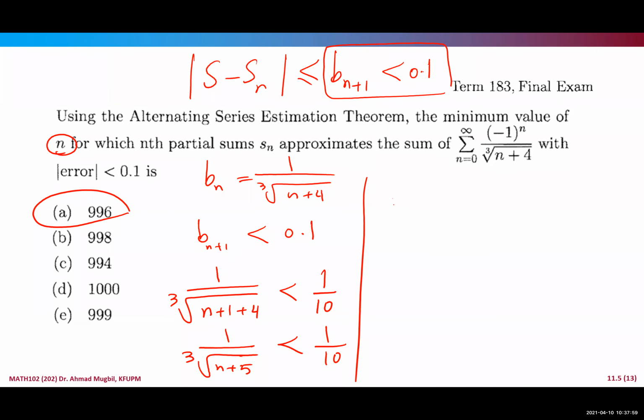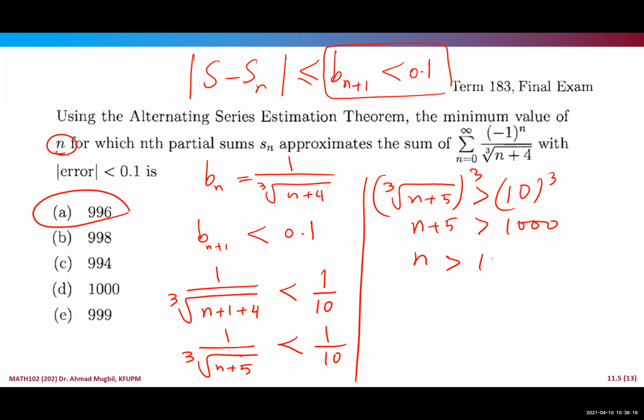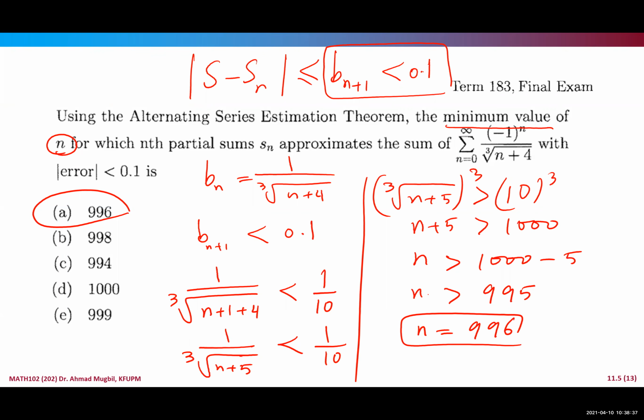So take the reciprocal now. You will have cubic root of n plus 5 is greater than 10. Now to solve this inequality algebraically, you need to cube both sides. So you will have n plus 5 greater than 1,000, which means that n is greater than 1,000 minus 5, n is greater than 995. So what is the smallest, the minimum value of n that is greater than 995? N equals to what? 996. The first number greater than this one. The smallest one that is greater than this.